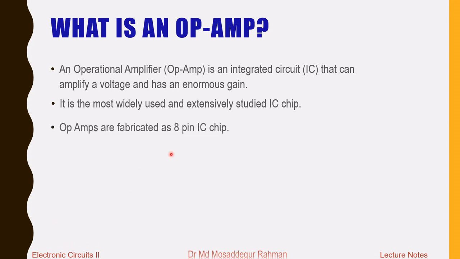The op amps are fabricated in 8-pin IC, so this comes in an IC chip. IC means integrated circuit, which integrates many different circuit components on one single chip. An op amp is actually made of many circuit components: many transistors, some resistors, and a few capacitors. All of that is integrated on one single chip, and it comes with 8 pins.